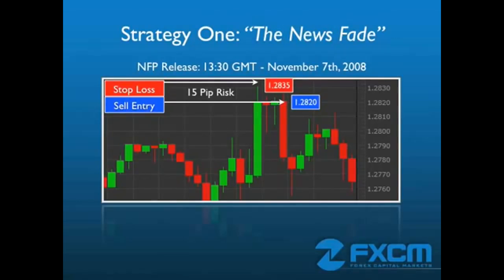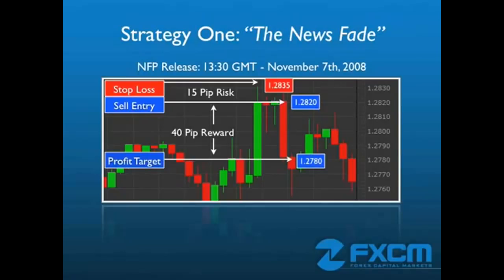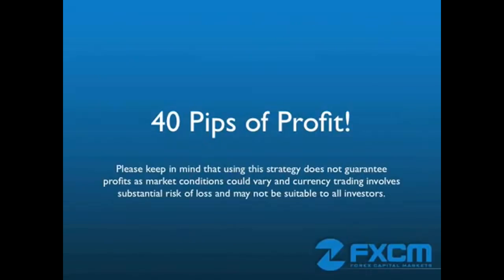1.2835. So even if the price action continued in an upward direction, we would have been stopped out for a loss of only 15 pips. That's a pretty good trade. We risked 15 pips for the potential to make 40 pips or more.